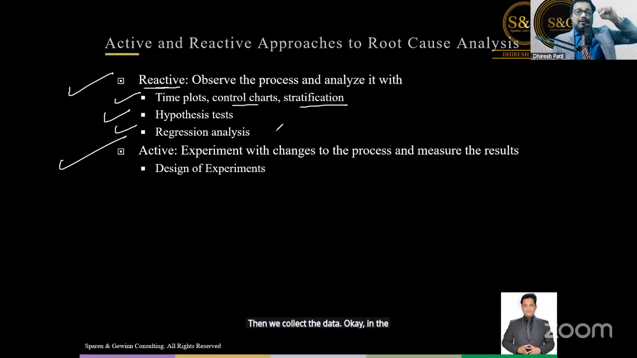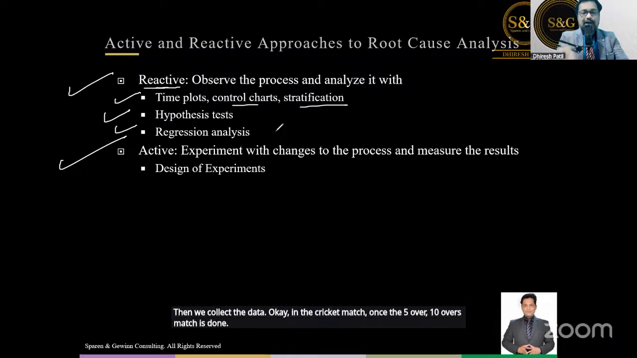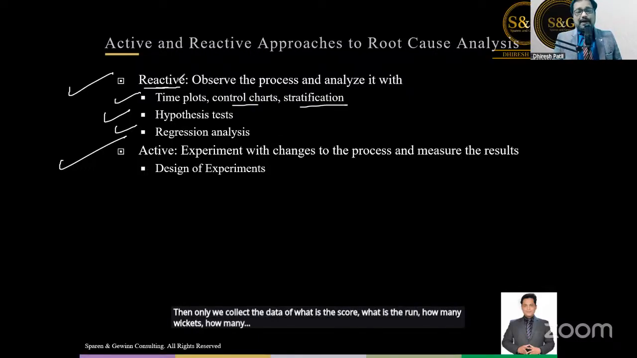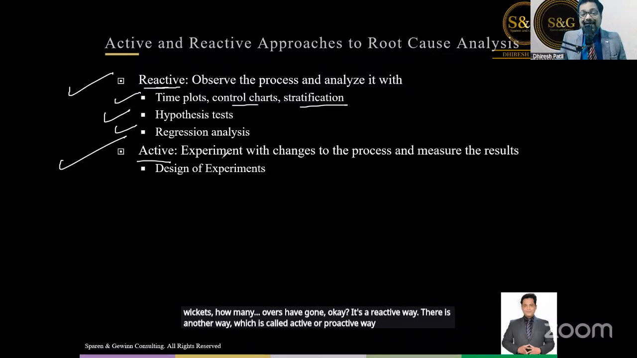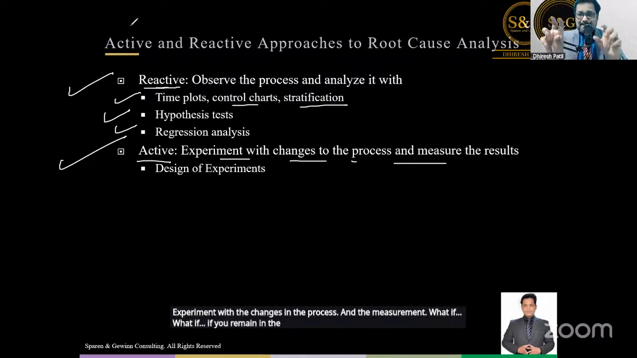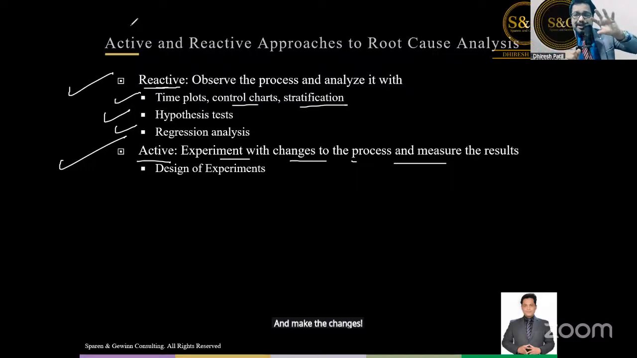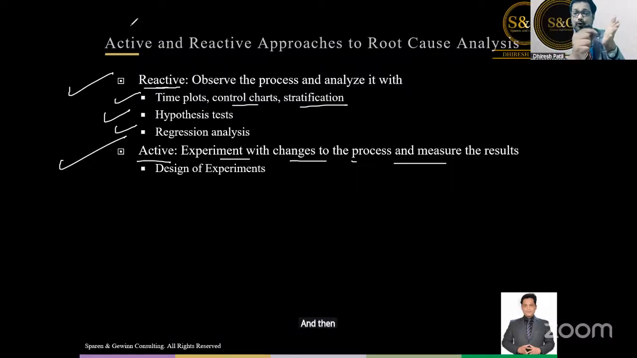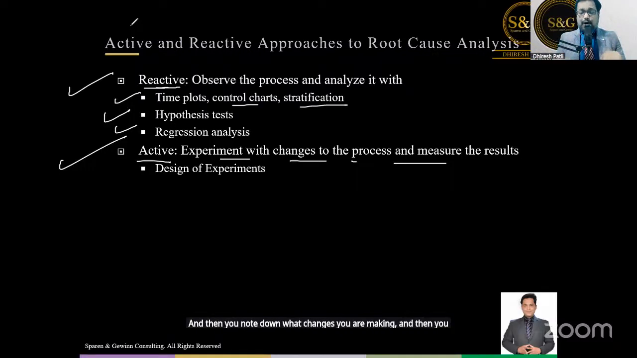Okay, in the cricket match, once the 5 overs, 10 overs match is done, then only we collect the data of what is the score, what is the run, how many wickets, how many overs have gone. Okay, it's a reactive way. There is another way which is called active or proactive way, which is to experiment with the changes in the process and the measurement. What if you remain in the process and make the changes? Okay, you change the pressure, you change the temperature, you change the speed, etc. And then you note down what changes you are making, and then you take down the result. It is called the proactive or the active way of collecting the data.